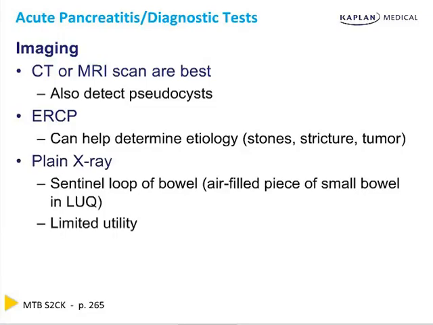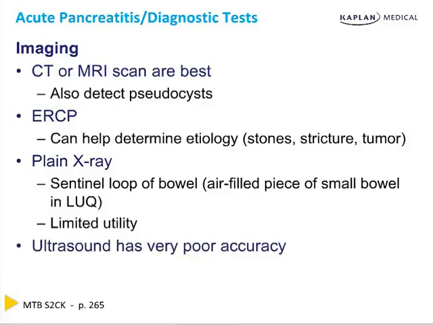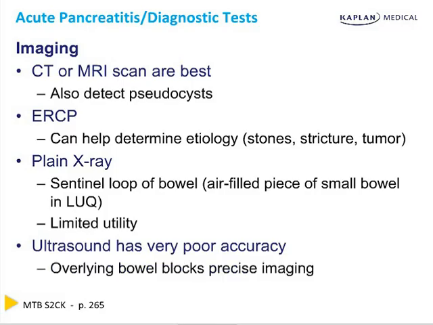A plain flat X-ray of the abdomen could show you a sentinel loop of bowel. This is an air-filled piece of small bowel in the left upper quadrant, but it has extremely limited utility, and we never do it. An ultrasound has very poor accuracy. Why? Because you have overlying bowel that blocks precise imaging of the pancreas and therefore reduces the accuracy of ultrasound.